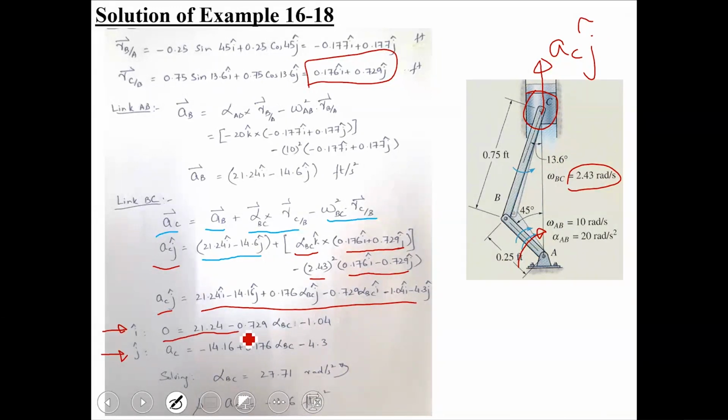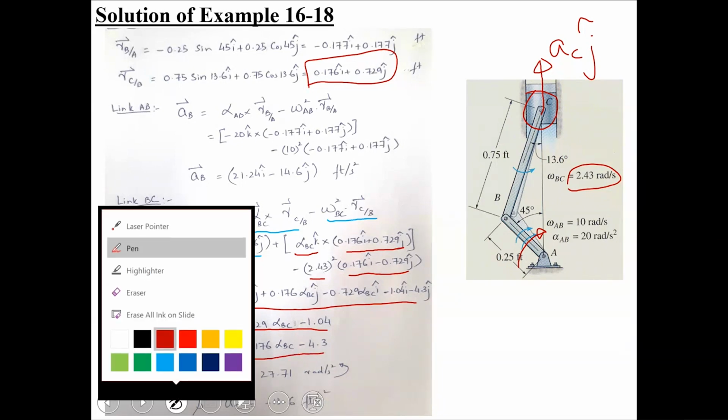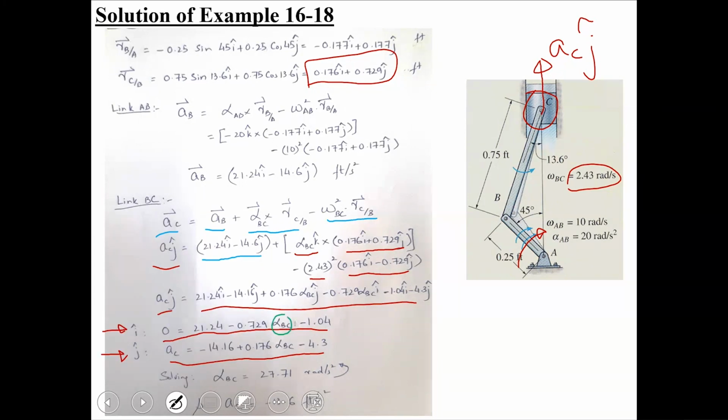When you compare the i coefficients, you get this equation. When you compare the j coefficients, you get this equation. The unknowns here are alpha BC and AC. Solving these two equations simultaneously gives alpha and AC, which come out to be 27.71 and minus 13.6 feet per second square. Since alpha is positive, our assumption regarding the angular acceleration of BC was correct.